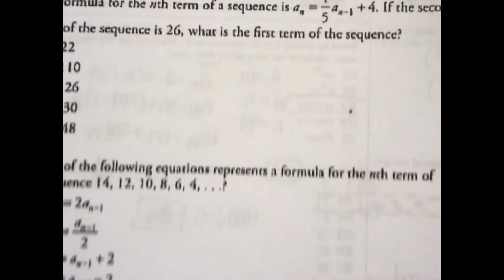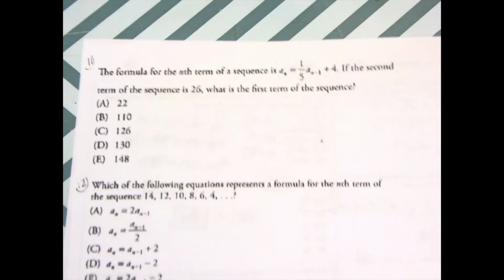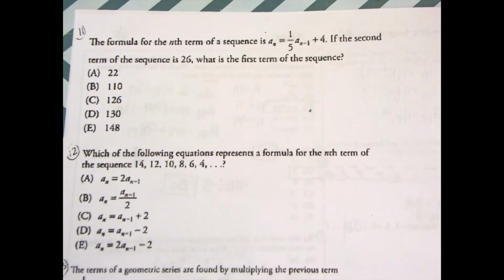All right, number 11. Zoom out just a little so we can see it. So number 11, it says the formula of the nth term in the sequence is a sub n equals 1/5 a sub n minus 1 plus 4. If the second term is 26, what is the first term?